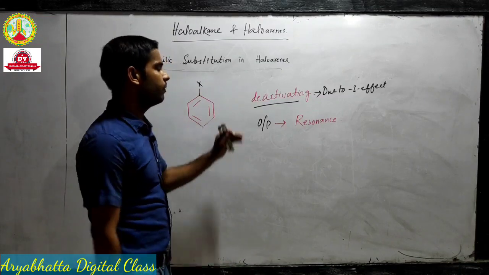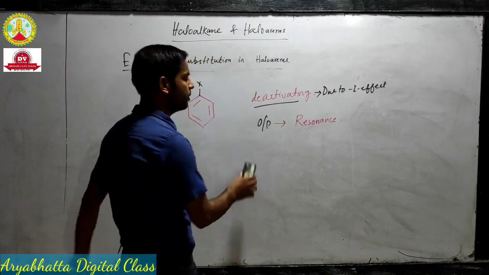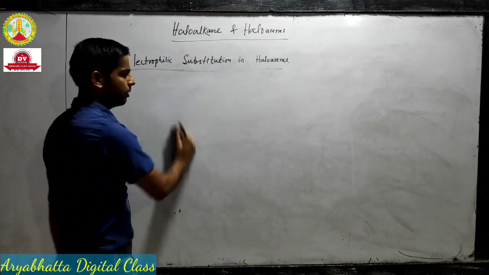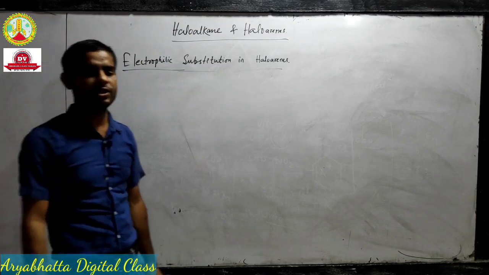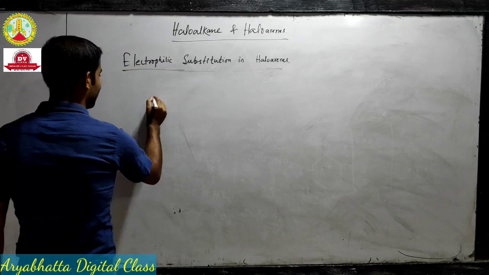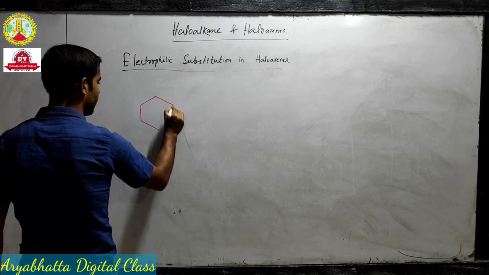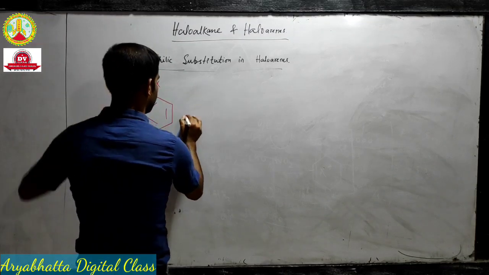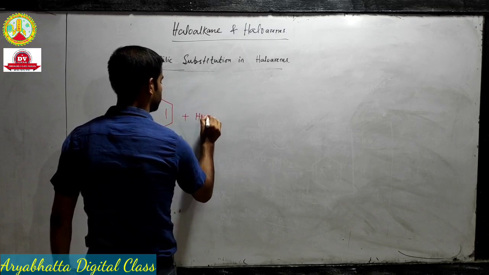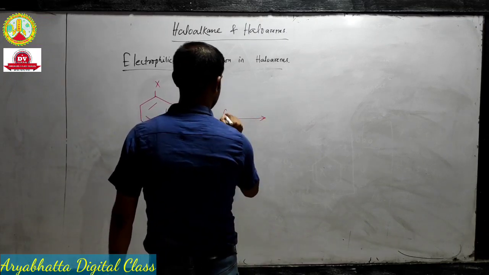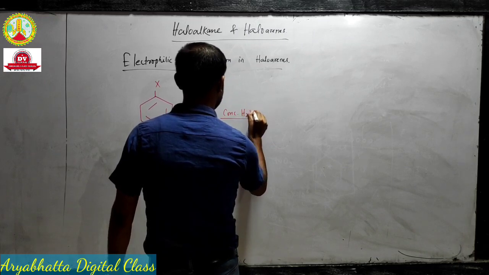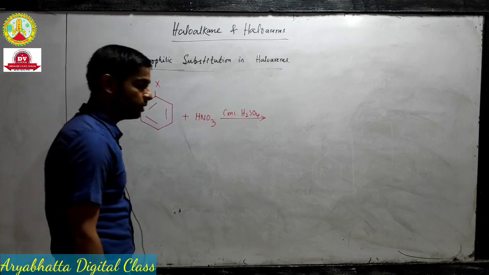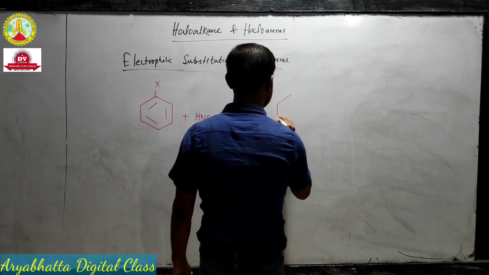For the time being, we will not use this concept of deactivation, we will use just its directivity to answer the questions related to reactions. So suppose I have a halobenzene over here, it can be chlorobenzene or bromobenzene, and let us try nitric acid in the presence of concentrated sulfuric acid. When nitric acid is the reagent, what is the electrophile? NO2 plus is the electrophile.